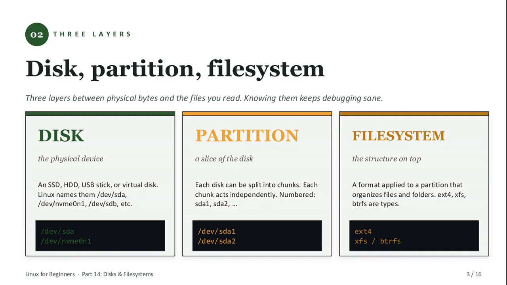At the bottom, you've got the disk itself, the physical thing, an SSD or a USB stick, which Linux names something like /dev/sda or /dev/nvme0n1. You then carve that disk into partitions, slices that act independently, named sda1, sda2, and so on. And finally, on each partition, you put a file system, ext4, xfs, or btrfs, which is the actual structure that organizes your files and folders. Disk, slice, structure. Keep that picture in your head and almost every storage problem becomes easier to debug.